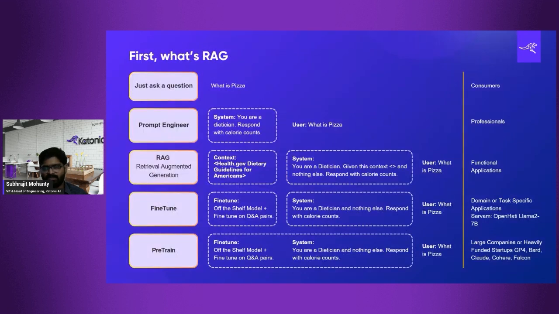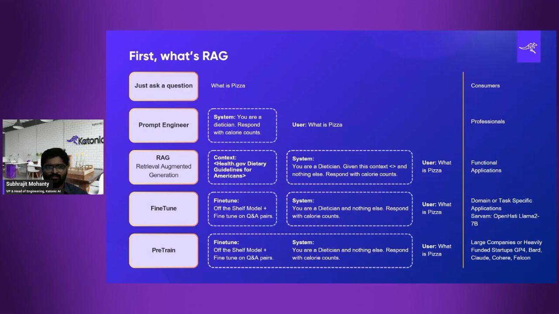So let's go next. Now let's take a quick tour through the world of AI language models, focusing on how they answer questions. We start with the simplest approach, just asking a question. This is what we do every day with search engines or voice assistants, quick and straightforward things. Next up is prompt engineering. Here we give the AI a role to play, like asking it to be a dietitian. It's a step up in sophistication, often used by professionals to get more specific responses.